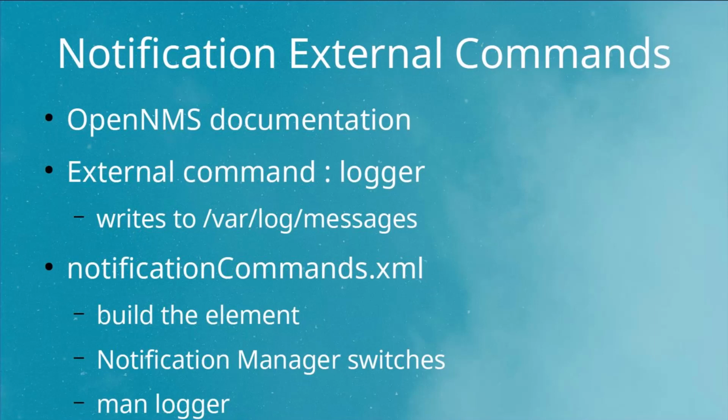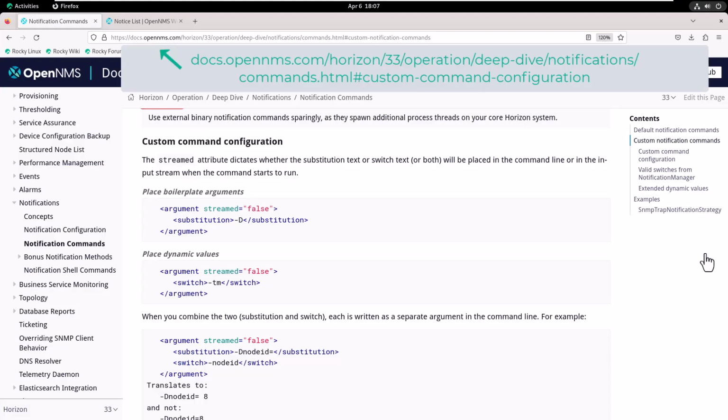This is a Linux command that writes messages to /var/log/messages. The command will be built in the file OpenNMS_home/etc/notification-commands.xml. In order to understand how the command is constructed, one must understand notification manager switches and logger arguments. The former are handled in the OpenNMS documentation, and the latter can be discovered with man logger, where man is the Linux manual page.